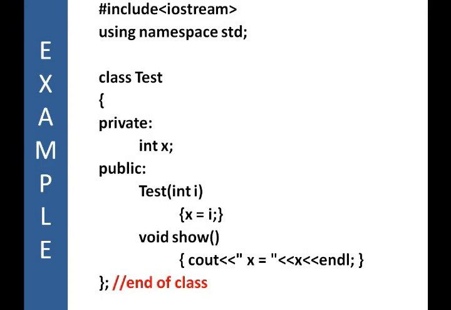The class Test, private variable x, public: Test(int i). This is a parameterized constructor. i is a parameter and that i will be initialized to variable x. Then there is a show function to print the value of x. End of the class.